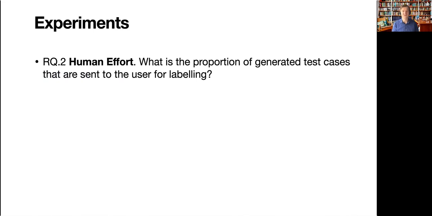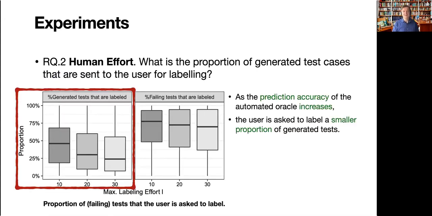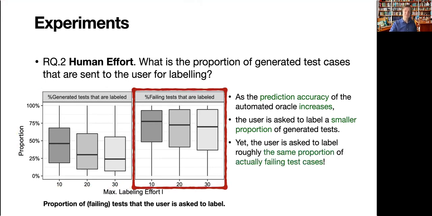Now, human effort, so our second research question. What is the proportion of generated test cases that are actually sent to the user? What is the proportion of generated test cases that are discarded? We can see that as the prediction accuracy increases, less test cases are actually sent to the user. This is because the automated oracle can identify the label accurately itself already. So the user is asked to label a smaller proportion of generated test cases. Yet the user is asked to label roughly the same proportion of actually failing test cases. So even though overall the user receives fewer test cases, proportionally it receives the same proportion of failing test cases, right?